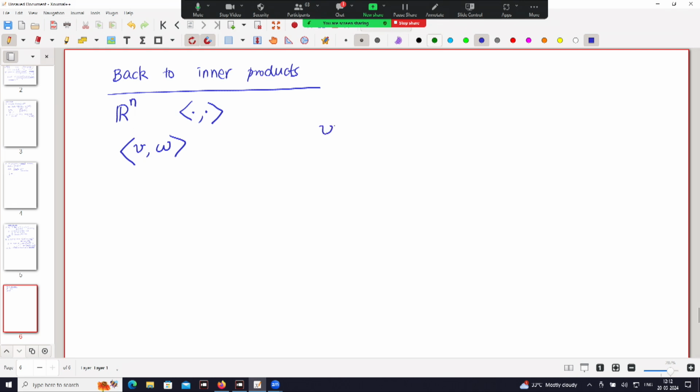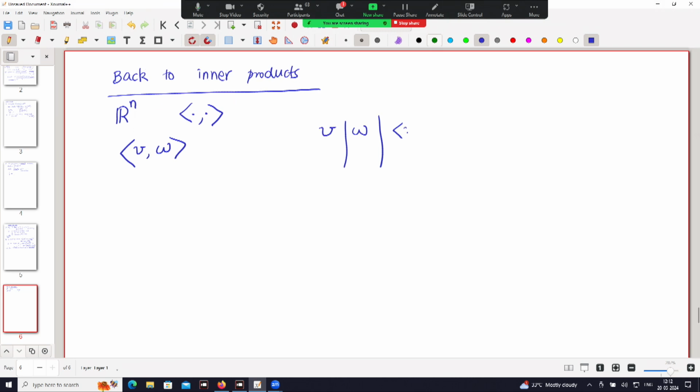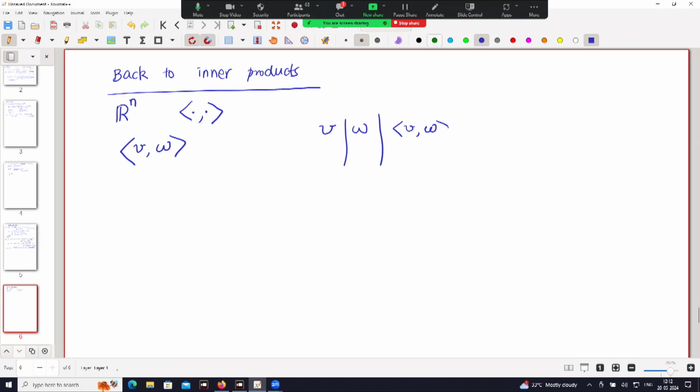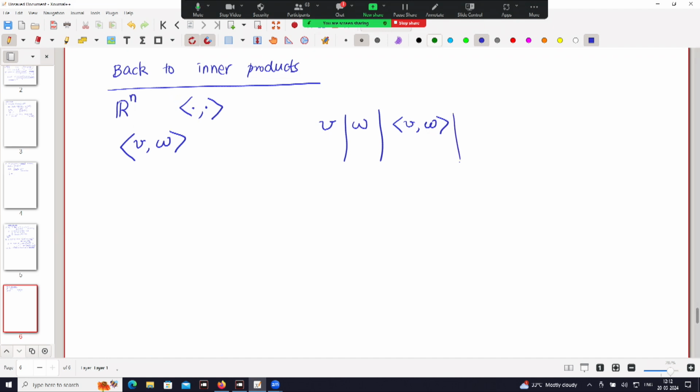Maybe the brutest of brute force ways of doing it is you just keep track of all these things. For every vector in your vector space, you keep track of v, w and their inner product. You make a big table basically: vector 1, vector 2 and inner product. So you just keep track of all these infinitely many triples.